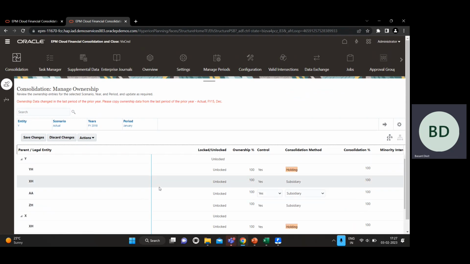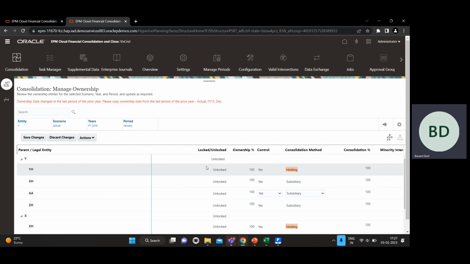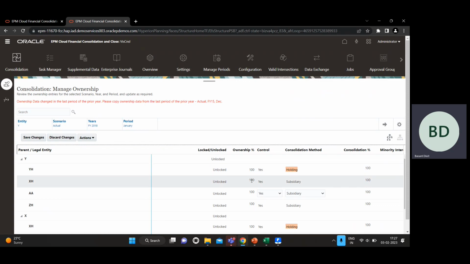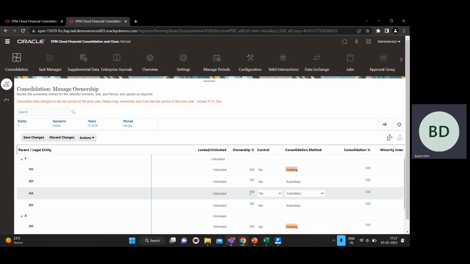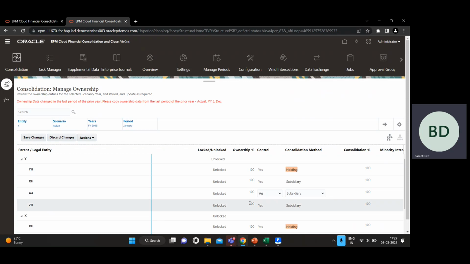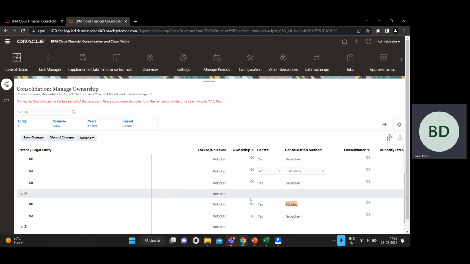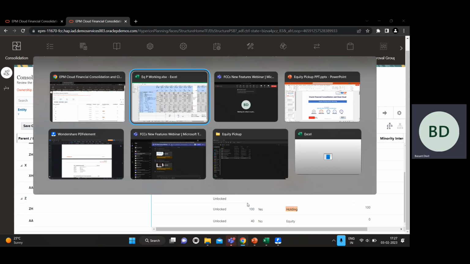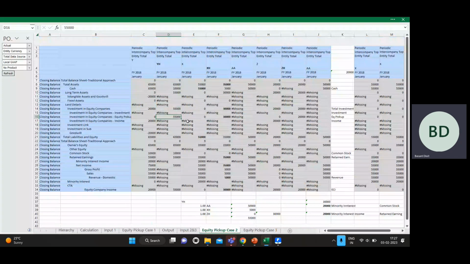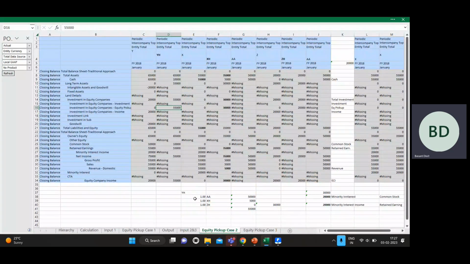So in the legal entity hierarchy, you can see we have Y as a C level and YH is the holding, and it will take all of the figures at the holding, all the revenue, at 100%. For double A it will also take 100%, and for ZH it will also take 100% of the revenue. Okay, so is it taking or not? Let's see. So we have 100%.